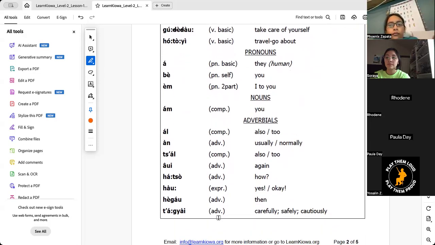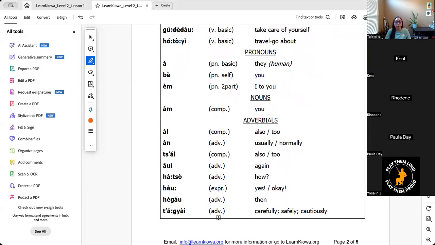And then I'll go to the adverbials. We'll just run through these. Like the one we just talked about, also or to. On, usually or normally. And then sal for also and to can, same as all. And we talked about this again, but I for just again. And then hot, so for how.